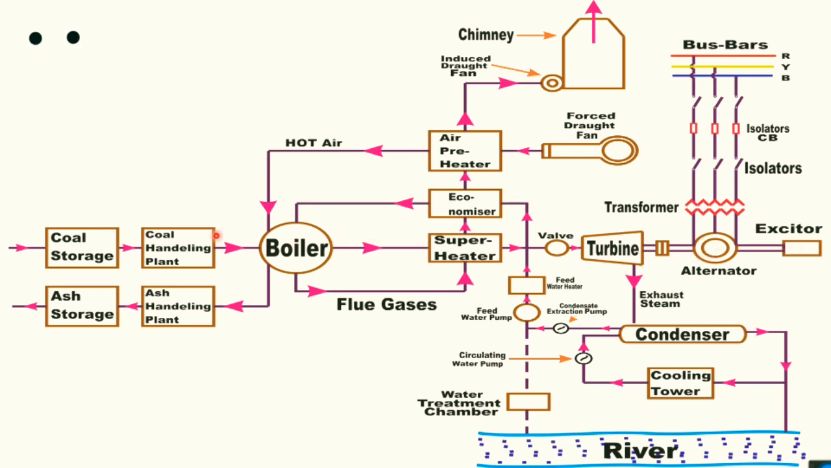So this is how the actual power plant works. Simply: coal storage, coal handling plant, then it is fed to the boiler, then it gets superheated, then it is fed to the turbine. The turbine converts the thrust into mechanical energy, and it is then converted from mechanical to electrical with the help of alternators. That is how the generation of power works. The rest of the things are done either to increase the efficiency of the system or to reuse the waste product of the system.